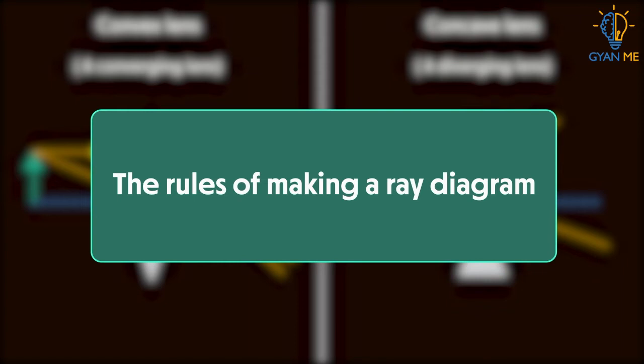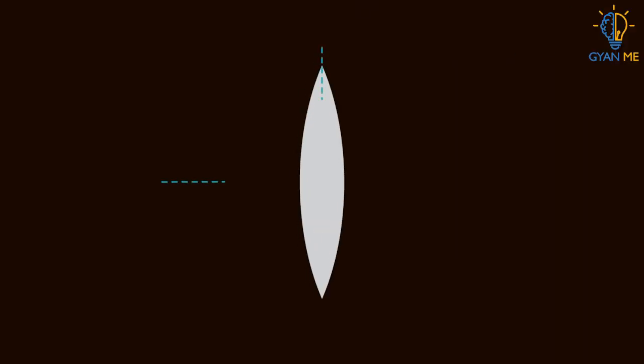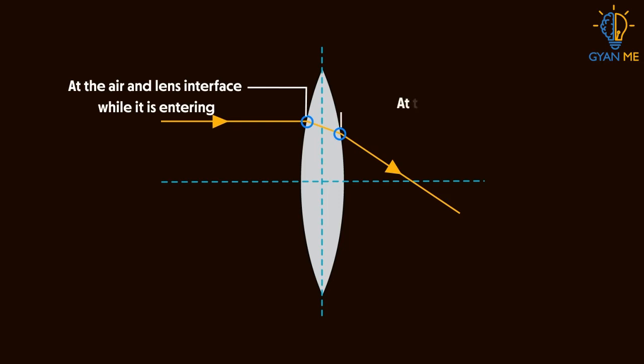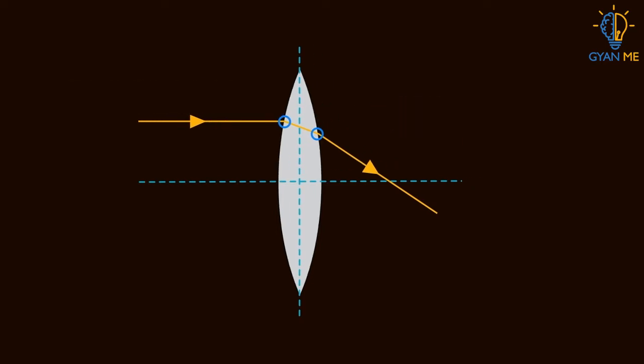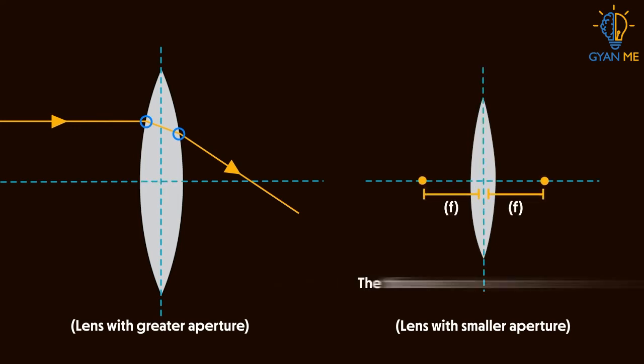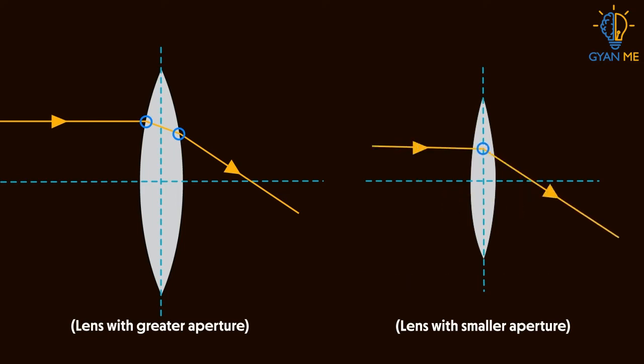But before we know the rules, let me tell you one fact. We know that when light passes through the lens, refraction occurs 2 times. Yes, at 2 surfaces. One, at the air and lens interface while it is entering, and second, at the lens and air interface while it is leaving the lens. But as you know, we consider only lenses with small apertures and small focal lengths. The thickness is not that significant here. And so we can consider one refraction that is happening at the center like this, instead of 2 refractions.